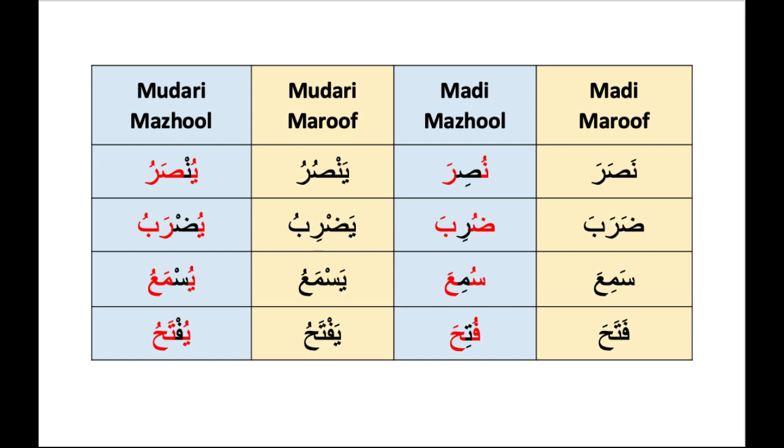In Mudari Majhul, this is slightly different. The ending is like a-u, a-u, a-u. For example, yunsaru, yudrabu, yusma'u, yuftahu. Remember, the beginning of both Madi Majhul and Mudari Majhul will start with dhamma. The ending of Madi Majhul would be i-a, i-a, i-a: nusira, duriba, sumia, futiha. And the ending of Mudari Majhul would be a-u, a-u, a-u: yunsaru, yudrabu, yusma'u, yuftahu.